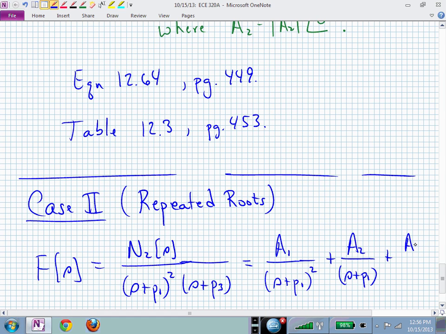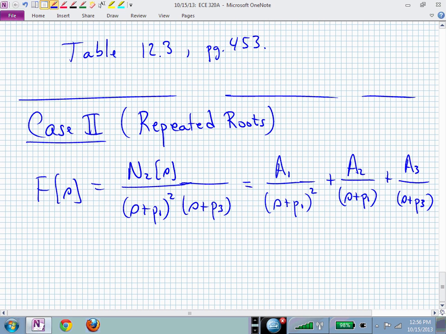And we can't forget the one that's actually distinct, which is the S plus P sub 3. Questions on how that happens, or that process? If you had S plus P1 to the 4, you would just step down. You would have 4 terms associated with that. And you would just incrementally go down, reducing that exponent.